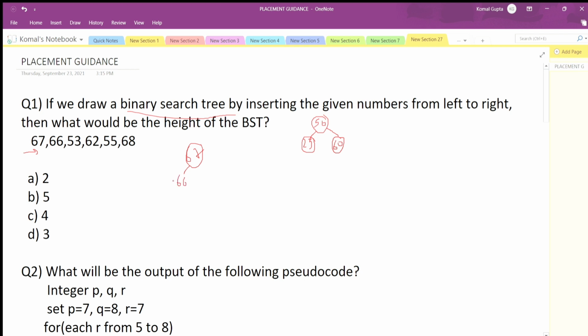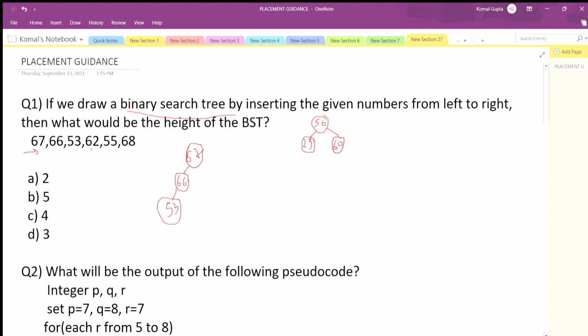Now the next number is 53. We will see from the root node that 53 is smaller than 67. Yes, so we will come to the left. Now 66, 53 is also smaller than 66. So we will place this 53 to the left of this 66.